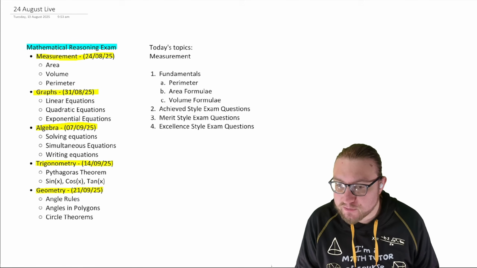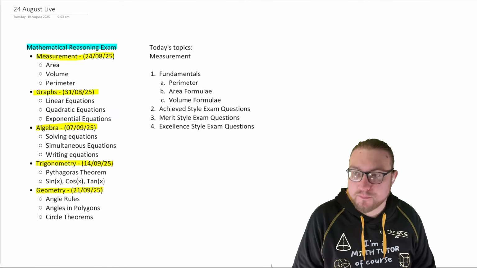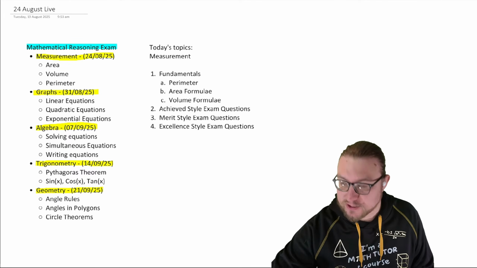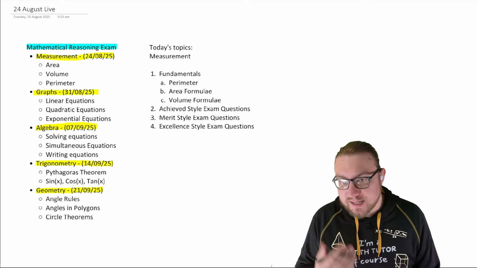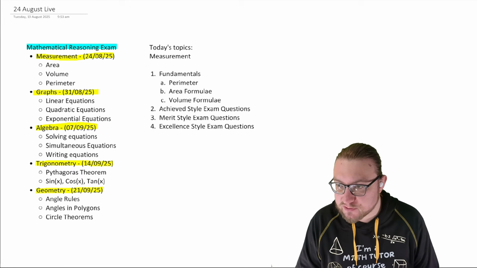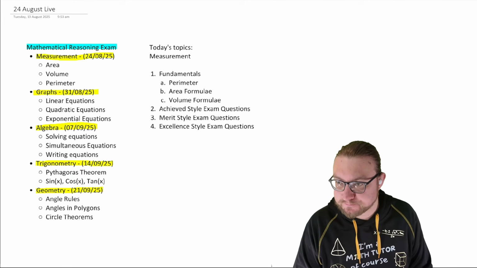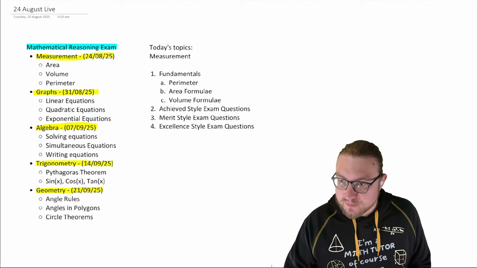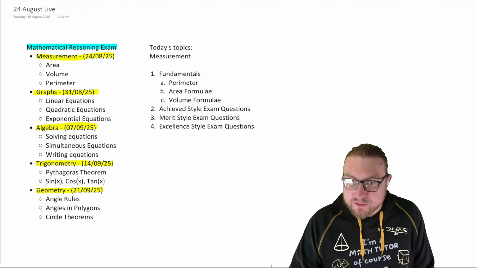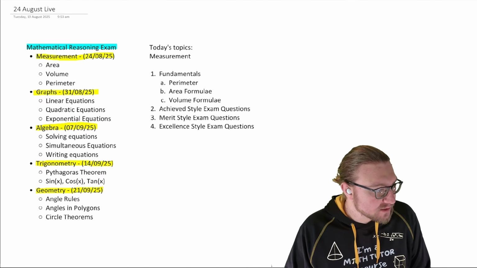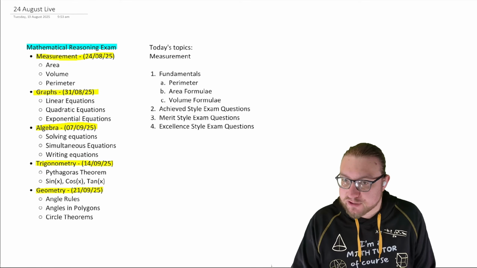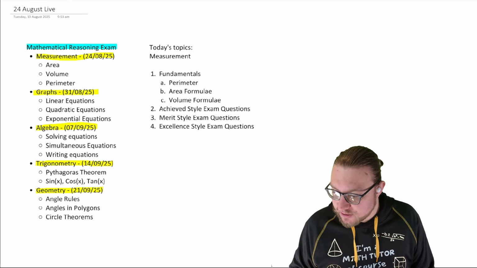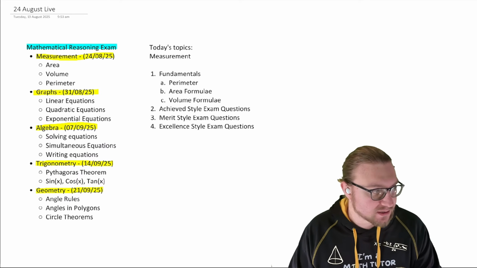Now for today's topic, we're going to do the measurement topic, which is perimeter, area, volume, all these kinds of questions that we have. We might later on, especially for the excellence questions, have some algebra being mixed in. And basically every week we're going to be doing one topic that will set you guys up with some achieve, merit, and excellence style questions each week until the end of the year, so that you guys have some practice until the exam.